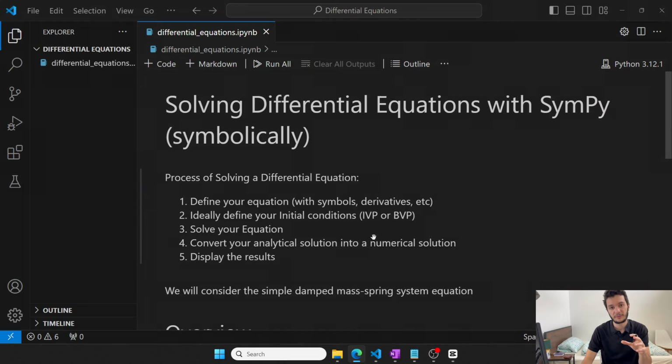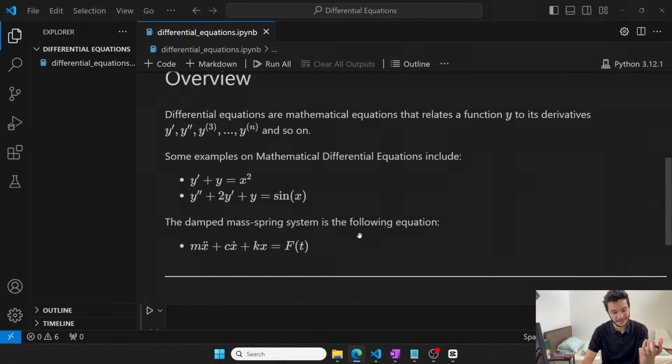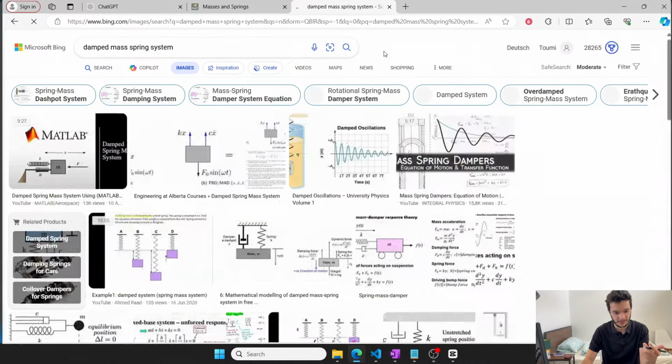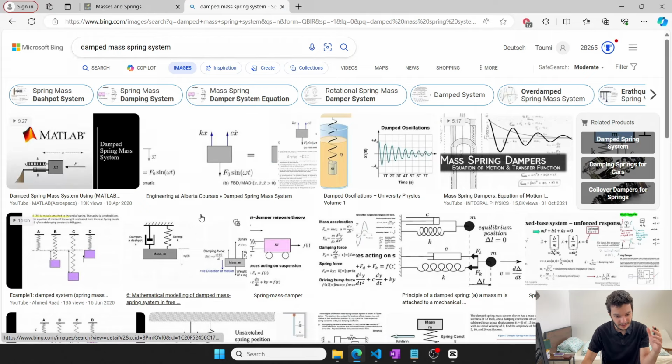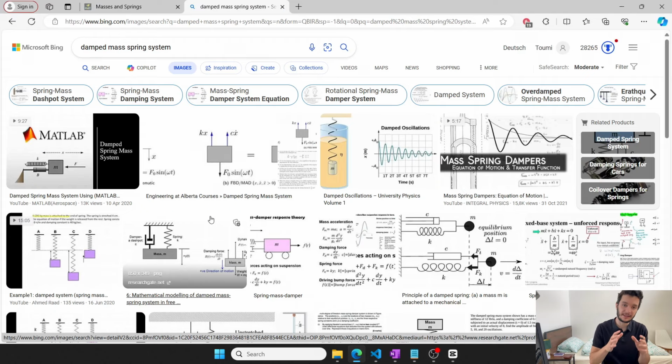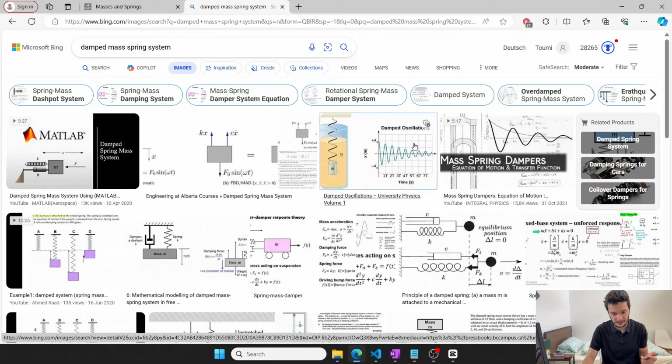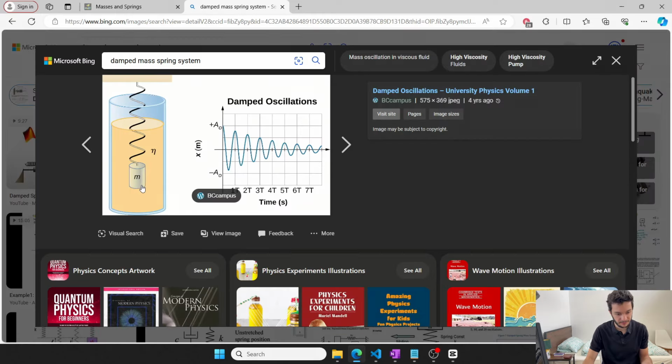Before starting, I want to briefly discuss what the damped mass spring system is. If you go on Google and just type damped mass spring system, ignore this ChatGPT window right here, you'll see it is a mass that is attached to a spring and which is damped over time. For example, this can be a mass m attached to a spring k, which is submerged in some sort of damper that will absorb the energy.